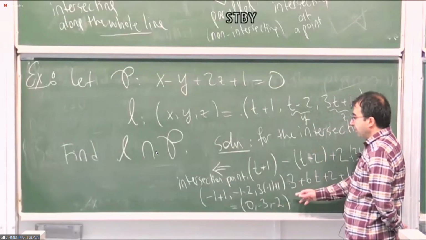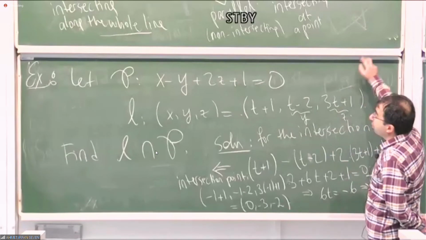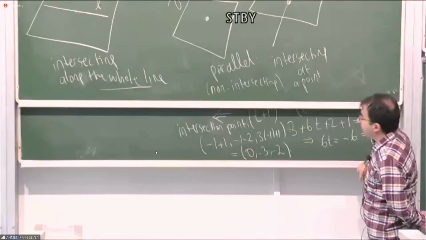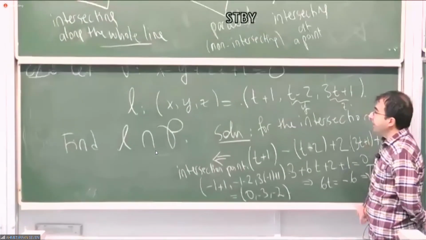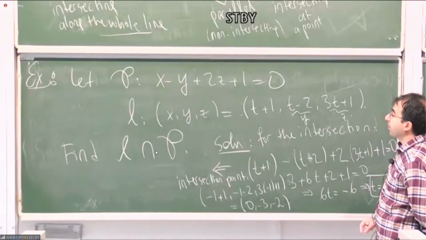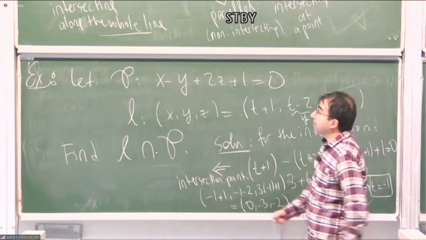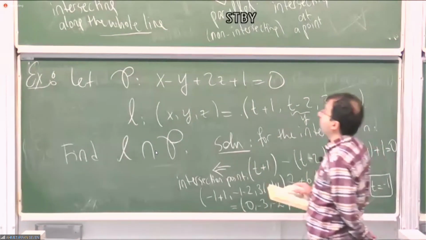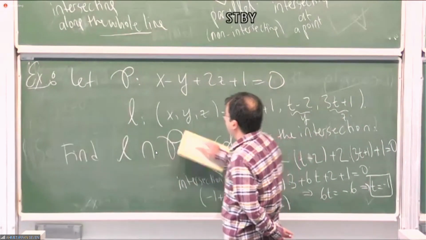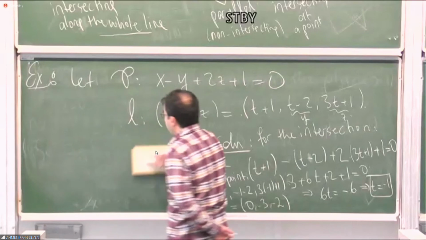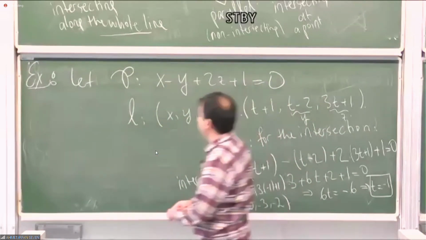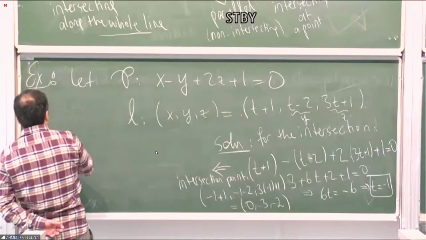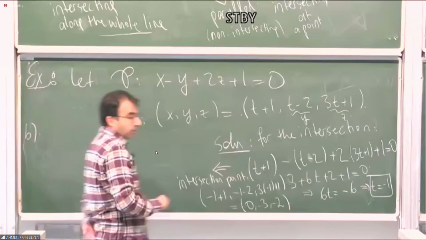So you see that I got only one intersection point. So the picture for this line and plane is like that. 0, -3, -2. Okay, so L intersection P is this one. Okay, this intersection.